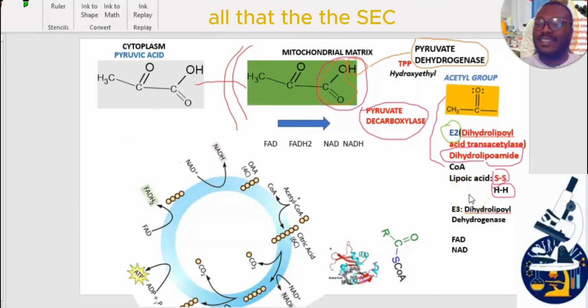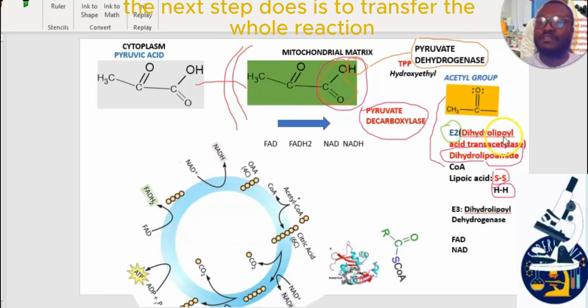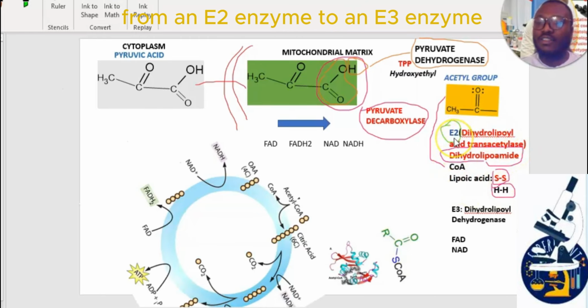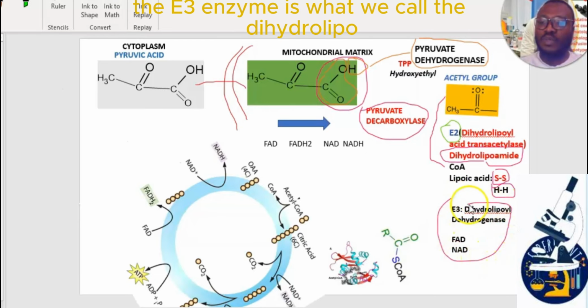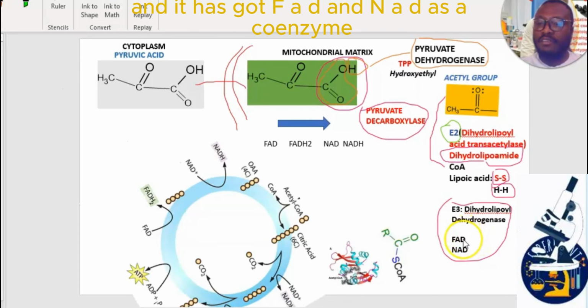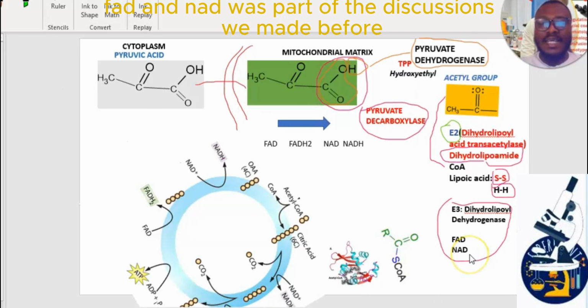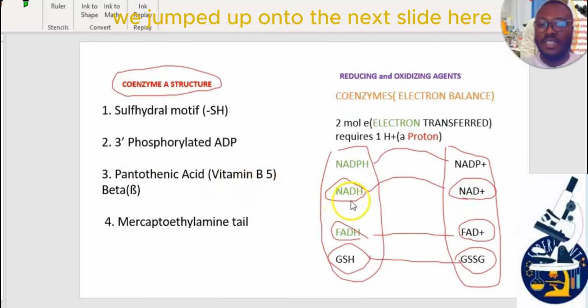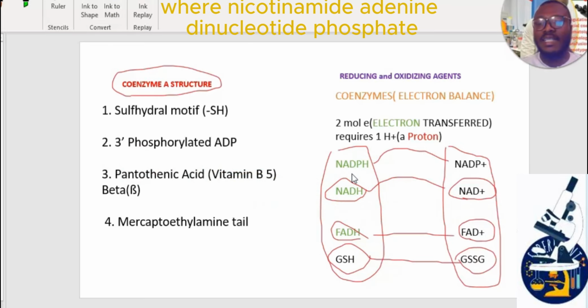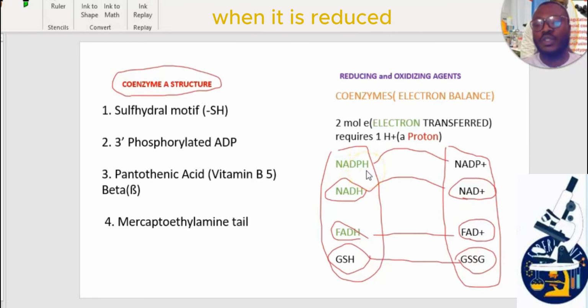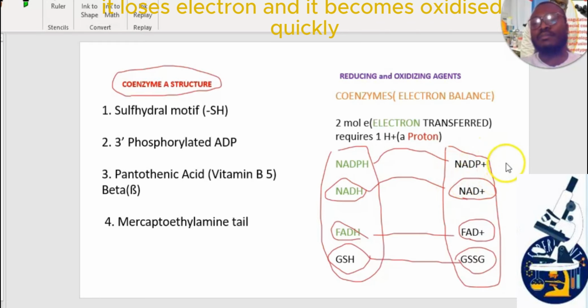All that the next step does is to transfer the whole reaction from the E2 enzyme to the E3 enzyme. The E3 enzyme is what we call the dihydrolipoyl dehydrogenase, and it has FAD and NAD as coenzymes. Now we are landing. FAD and NAD were part of the discussions we made before we jumped onto the next slide here, where nicotinamide adenine dinucleotide, when it is reduced, gains electrons.